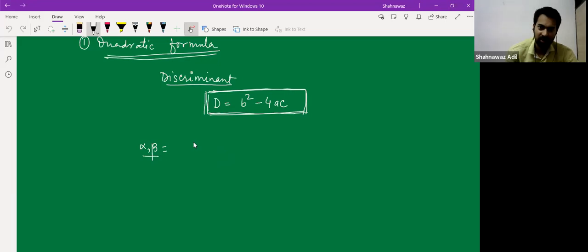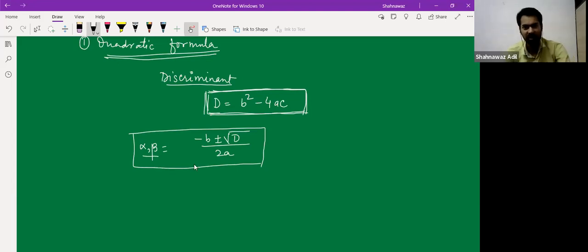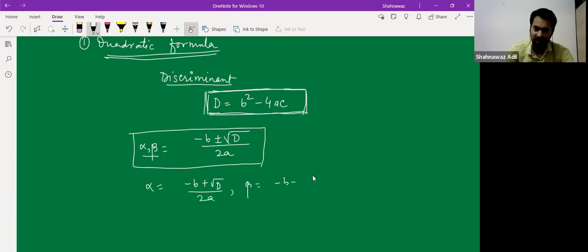Yes, Rizwan, do you remember what the solution is, alpha and beta? Minus B plus minus root D by 2A. Right. Remember Adil, this is the solution, right? So alpha is minus B plus root D by 2A, and beta is minus B minus root D by 2A.